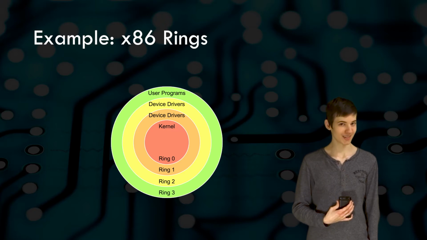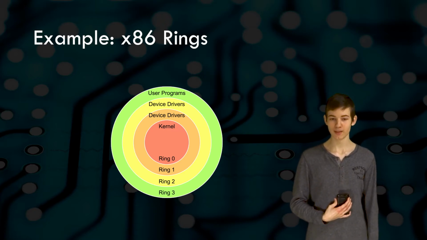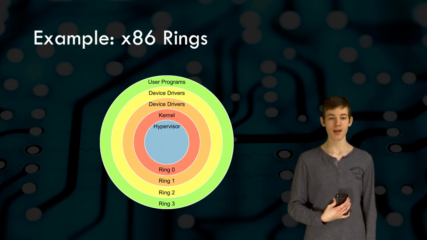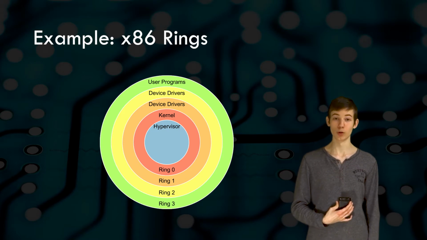Or has it? In 2005, CPU manufacturers started implementing the so-called hypervisor into the x86 processors, which allows for hardware-assisted virtualization.